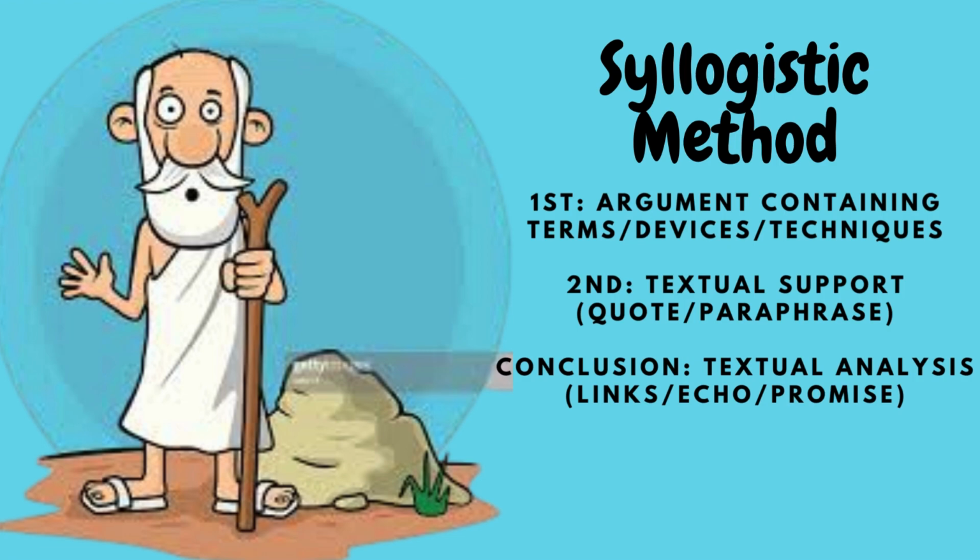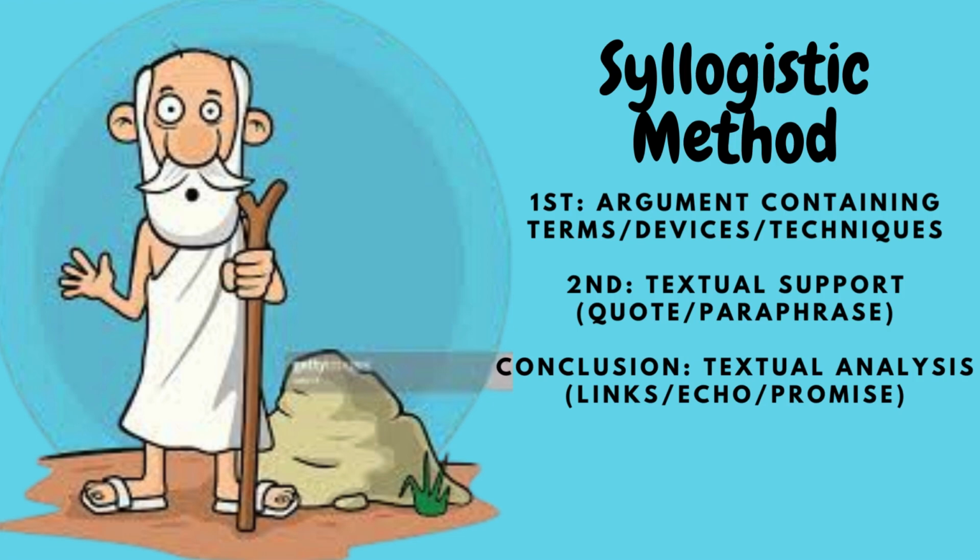Oftentimes students just run like heck. They abandon their thought and jump to the next body paragraph, and readers are like, hey, wait a minute, man, you gotta conclude the thought there. I can't put the bow on the present. You gotta do that. So textual analysis comes in the conclusion, and it's your link back to the prompt, your echo back to the thesis, and then you upholding the promise of the first premise.